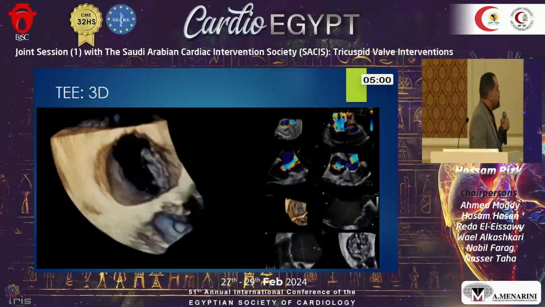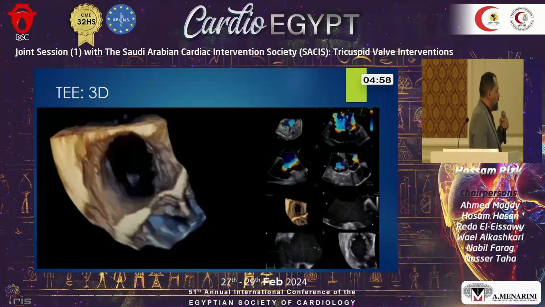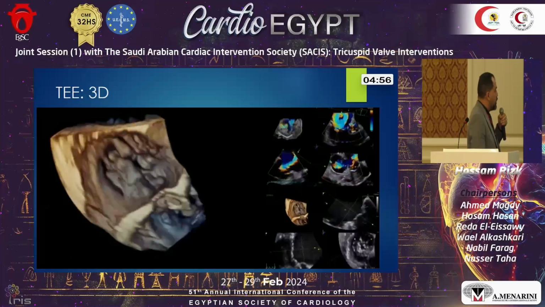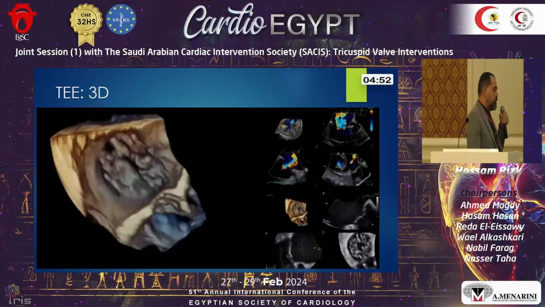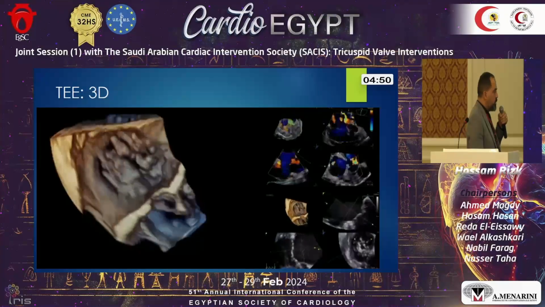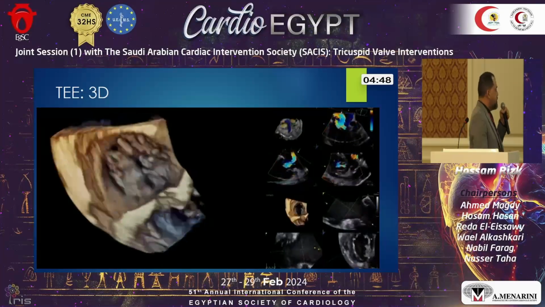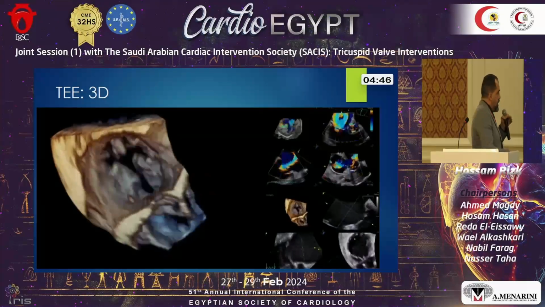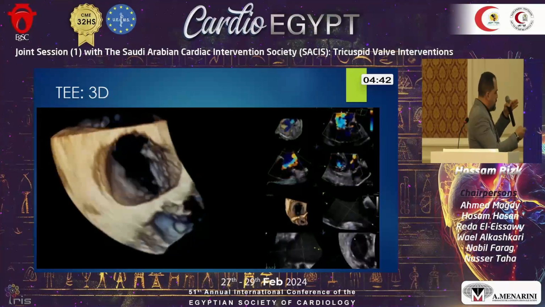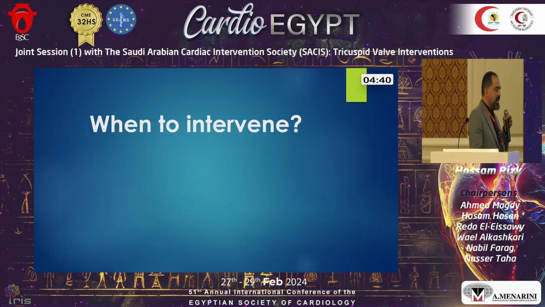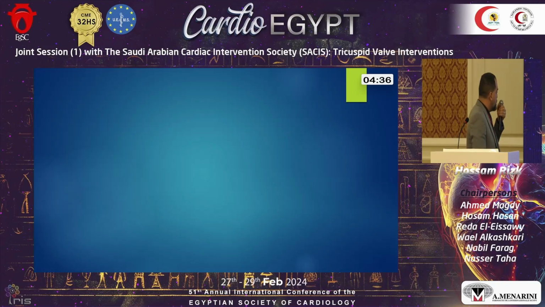Also the 3D view is helpful when we put a landmark like the aortic valve. We can put the aortic valve at, for example, the 5 o'clock position, and we will have the anterior leaflet to the left of the valve and the posterior leaflet anteriorly. So we can decide the commissure to be tackled, and here when to intervene.